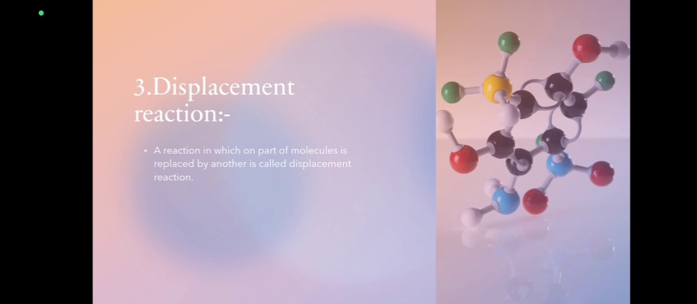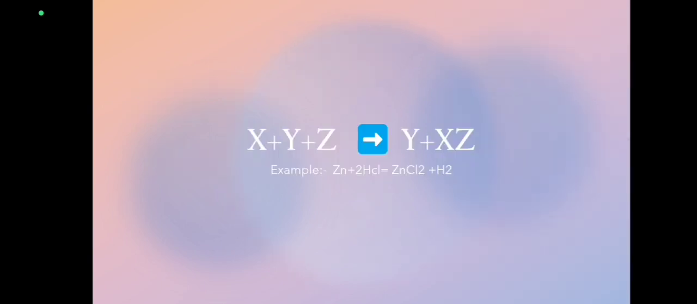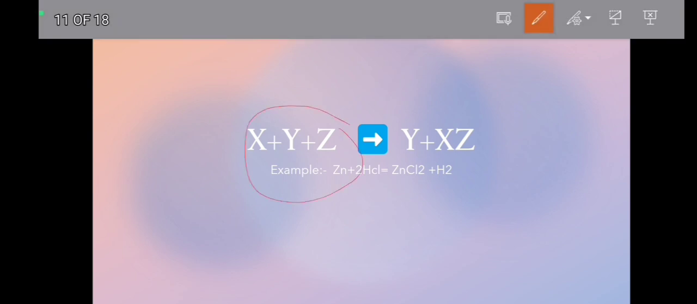Next is displacement reactions. A reaction in which one part of a molecule is replaced by another. That is, a more reactive metal displaces a less reactive metal. Example is X plus YZ gives XZ plus Y, meaning two are combined and one is single. Zn plus 2HCl gives ZnCl2 plus H2.